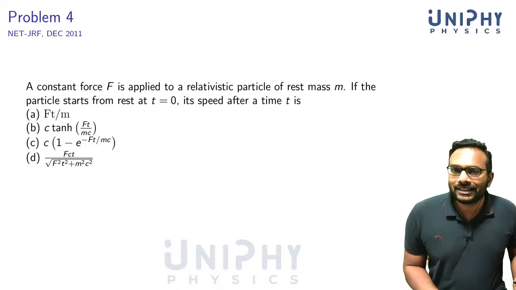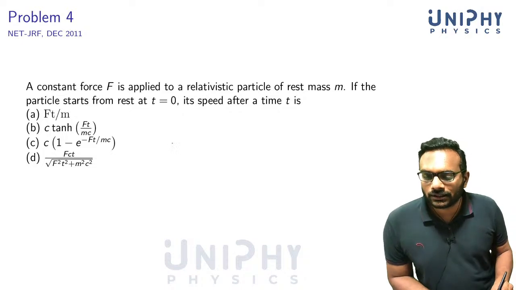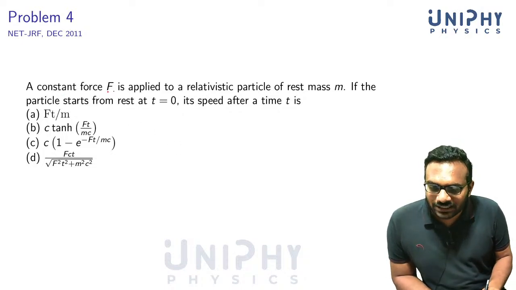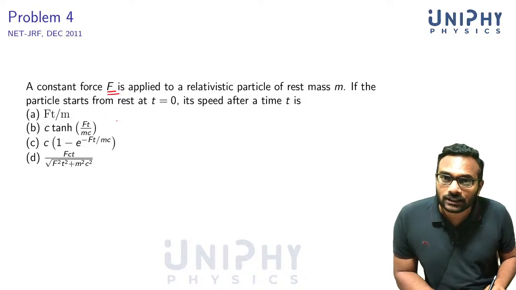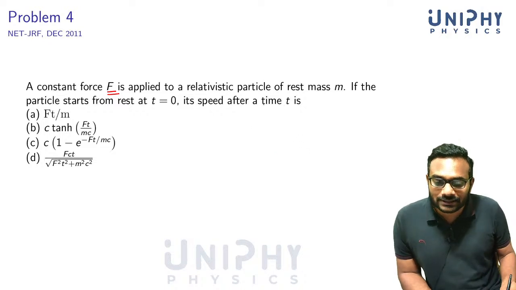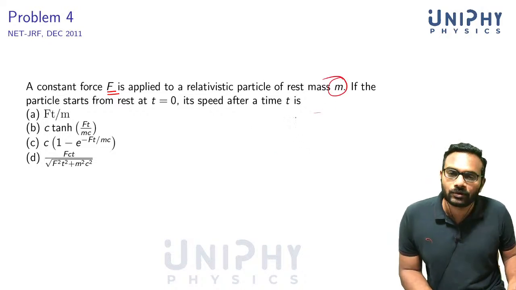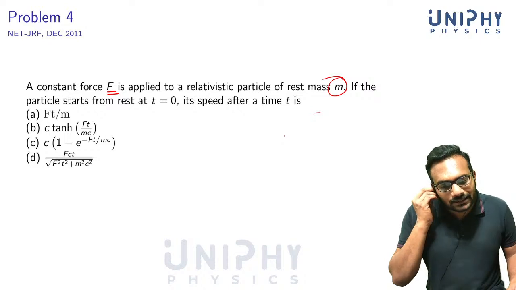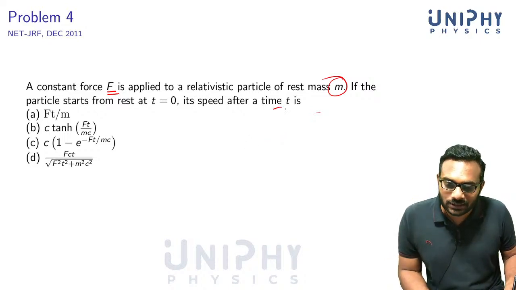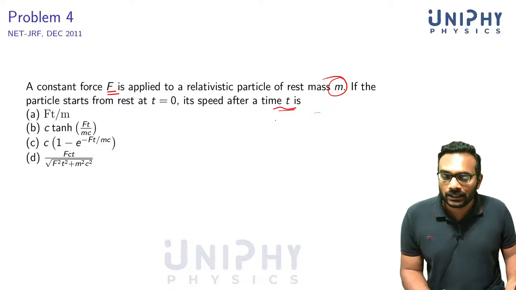All right, here is the next question. We are continuing our problem session. A constant force F is applied. It said it's a constant force, it does not change with time. A constant force F is applied to a relativistic particle of rest mass m. If the particle starts from rest at t equal to 0, what's its speed after a time t?